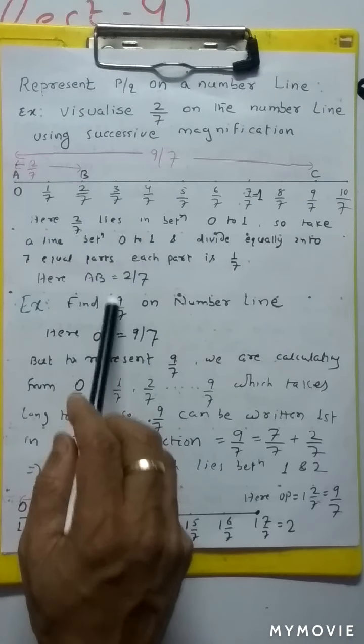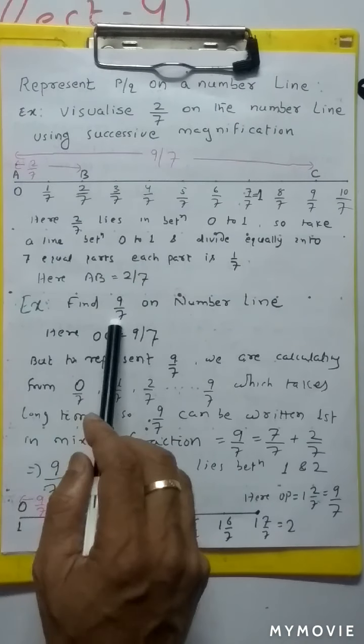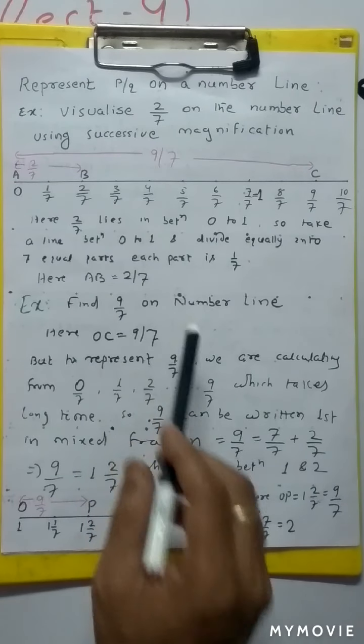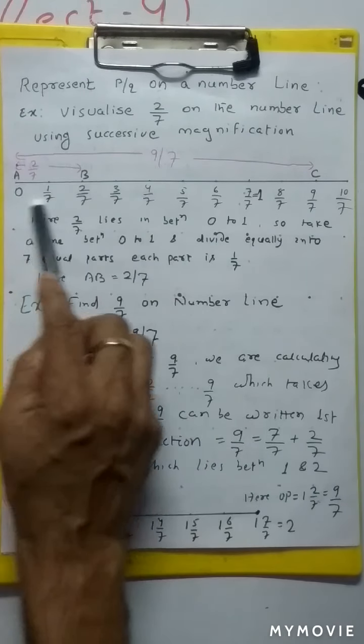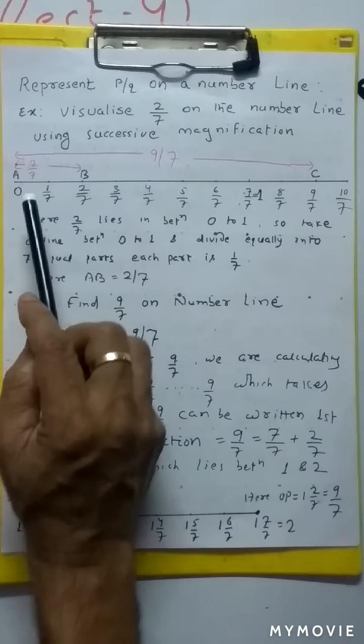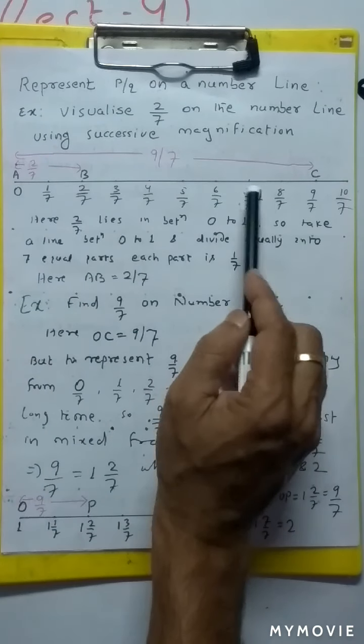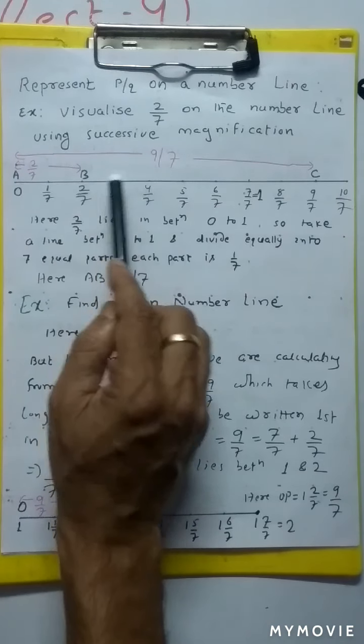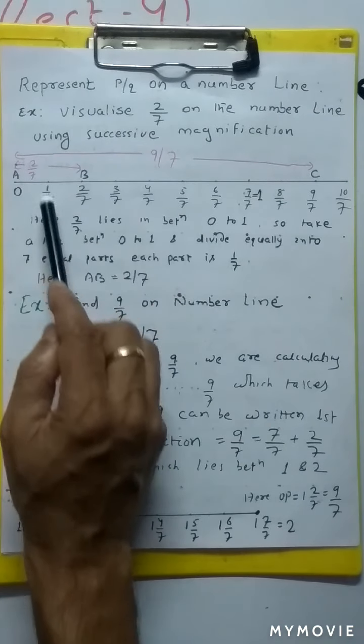Clear? Now similarly, let us take another example. The question is: find 9 by 7 on the number line. You see 9 is more than 7, that is, the numerator is more than the denominator. So if we calculate 9 by 7, definitely the value will be more than 1.